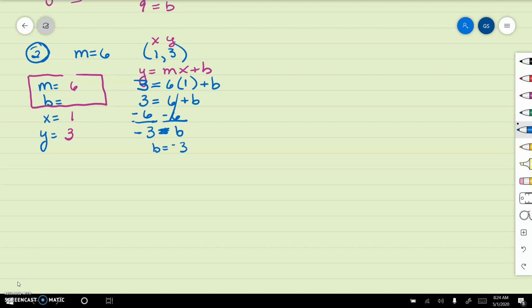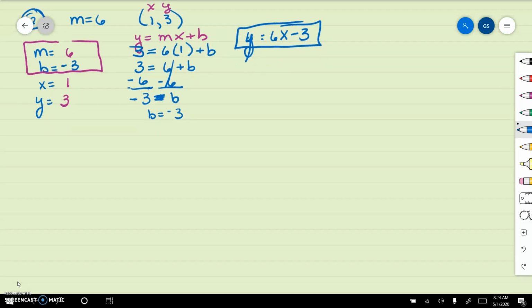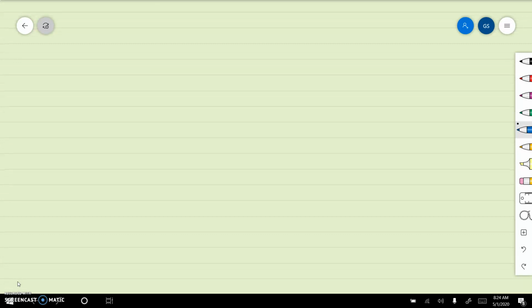b equals -3. So I can put a -3 in for b, and now I have the two things I need in order to write the equation of this line. Y equals 6x minus 3. y equals 6x minus 3. Okay. All right, let's try the next one. One more. This is the last one that I'm doing with you. Okay, number 3.